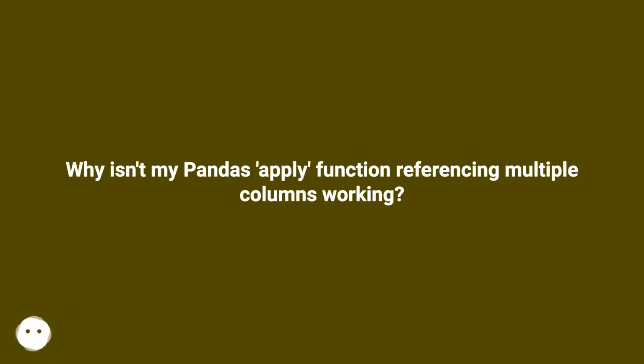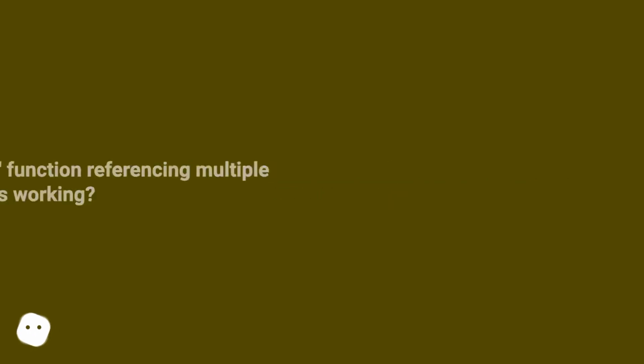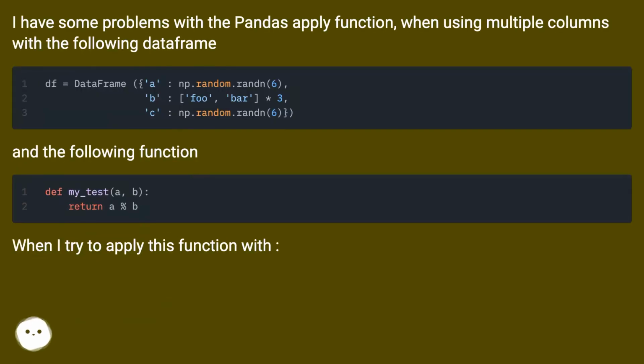Why isn't my pandas apply function referencing multiple columns working? I have some problems with the pandas apply function when using multiple columns with the following data frame and the following function.